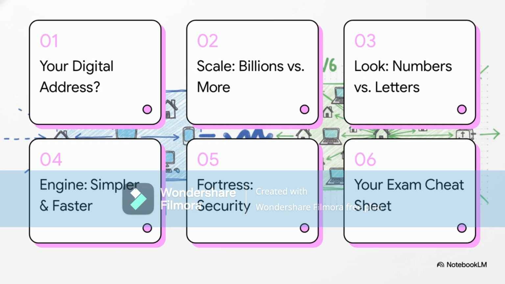So here's what we're going to cover. We'll talk about the mind-blowing difference in scale, what these addresses actually look like, and why IPv6 is generally faster and way more secure. Then we'll wrap it all up with a cheat sheet to help you absolutely ace that exam question. So let's get into it.